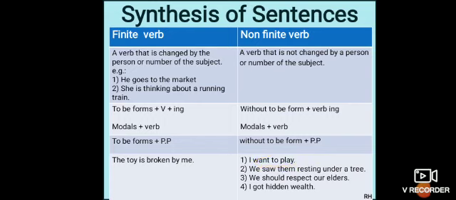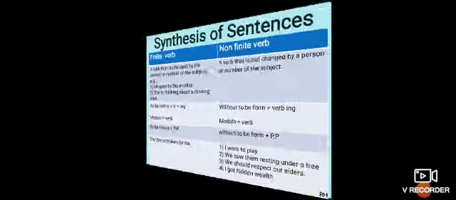We saw them resting under a tree. Saw is a finite verb, but resting, used after the verbs of perception like see, hear, watch, know, feel, is a non-finite verb. We should respect our elders. So should is a finite verb, but respect is a non-finite verb. I got hidden wealth. So here hidden is a participle, so it is a non-finite verb.